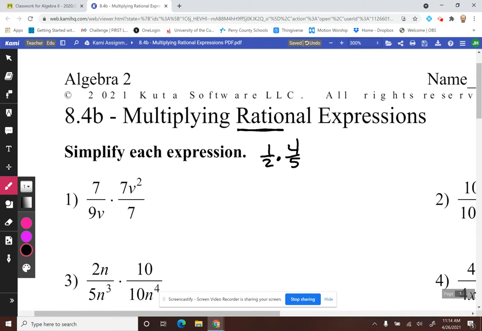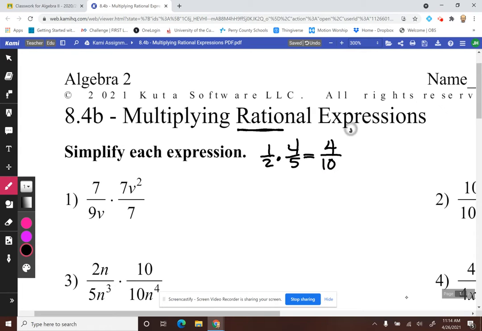Usually when we multiply fractions, we just go straight across, right? So I'm going to tell you that you can multiply and then simplify, or you can simplify then multiply, and I want to explain what that means. So this is the first method that many of you have already seen before. You just multiply the numerators and you multiply the denominators together, right? So I'm going to take 1 times 4, which is going to equal 4. And then I'm going to have 2 times 5, which is going to equal 10.